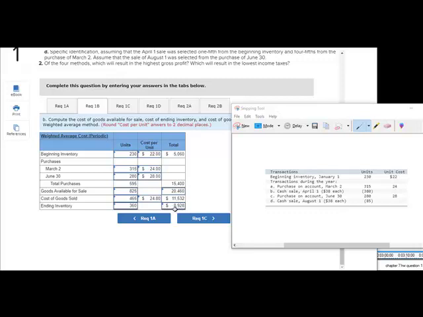Another way we could have gotten this 89.28 is by taking total cost of goods available and subtracting cost of goods sold. Because we know total cost of goods available can only go to one of two places. Either we sold the goods or we didn't sell them.